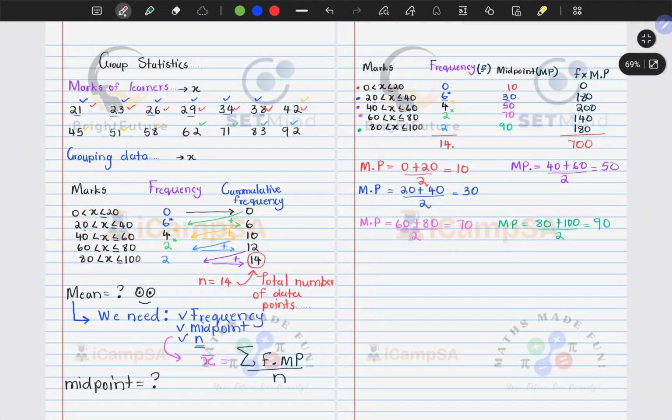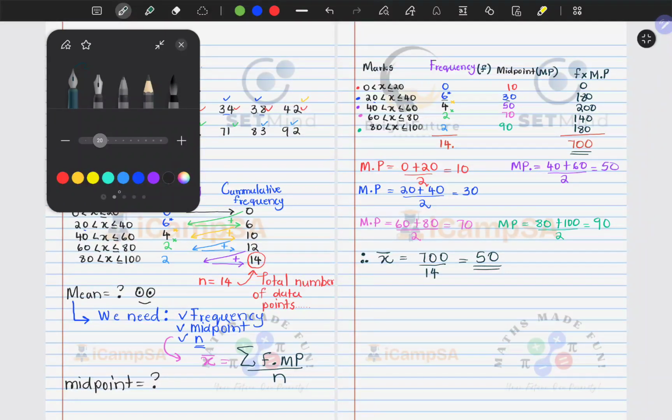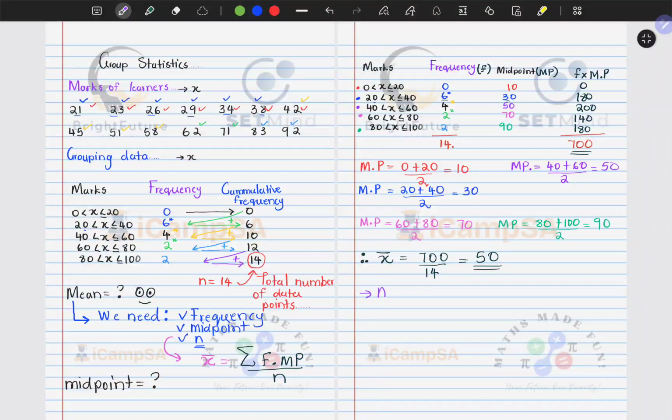Okay, so if you observe carefully, my mean would be equal to the sum here, which is 700. So we have 700 divided by 14. And if we go to our calculator, 700 divided by 14, what we end up getting is 50. Okay, so this means that for this group data, we can say that the mean mark equals 50%. That is what we are getting as our mean mark.